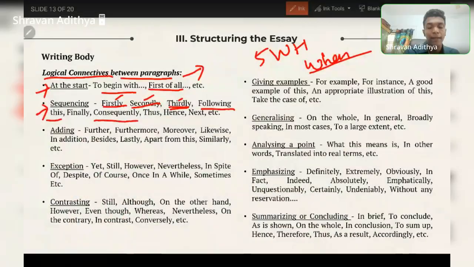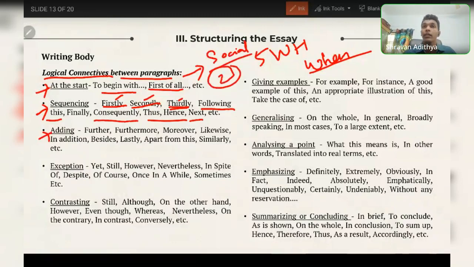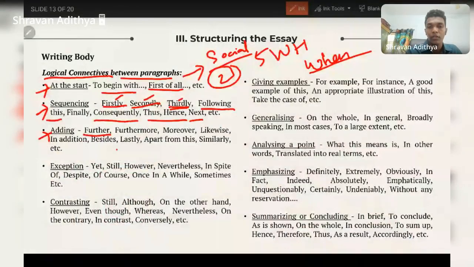So you can also use words like following this, consequently, next, hence. These kind of words could be used, and adding. For example, if you have 2 points in the social perspective itself, and you write one idea in one paragraph and the second idea in the second paragraph, and if you feel like the first paragraph and the second paragraph are completely different, you can use words like further, or moreover. So it gives a flow.